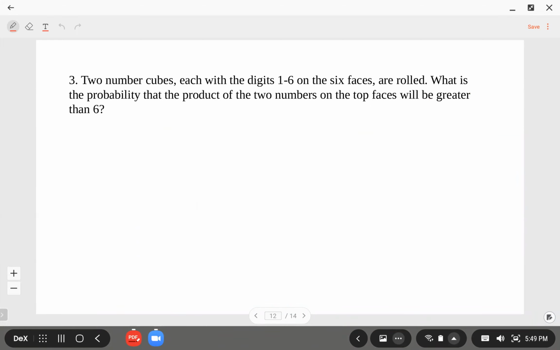Next problem. Number 3, 2 number cubes, each with the digits 1 through 6 on the 6 faces are rolled. What is the probability that the product of the 2 numbers on the top faces will be greater than 6? Another dice problem. Yes, I know.